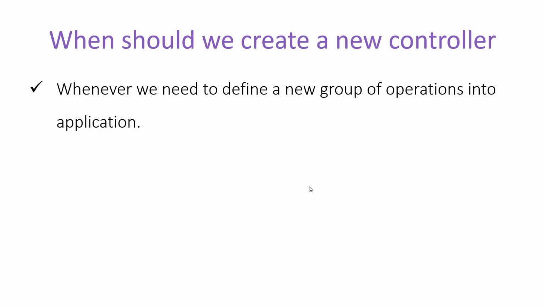Let's take one more example. Suppose I need to implement security: login, logout, change password, forgot password, all these things. For all those related operations, we can create one account controller or membership controller. You can give any meaningful name, and we can create all those action methods in that new controller. Ultimately, whenever we need to define a new group of operations, or similar operations, we can create one new controller.